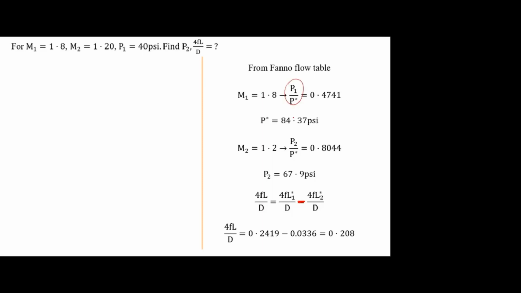Okay, so they found P1 by P star, P2 by P star. From these two ratios, they found P2. Then from here they found 4fL by D, 0.208. Next problem.